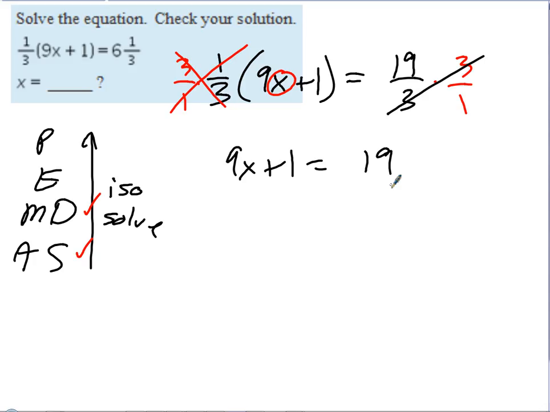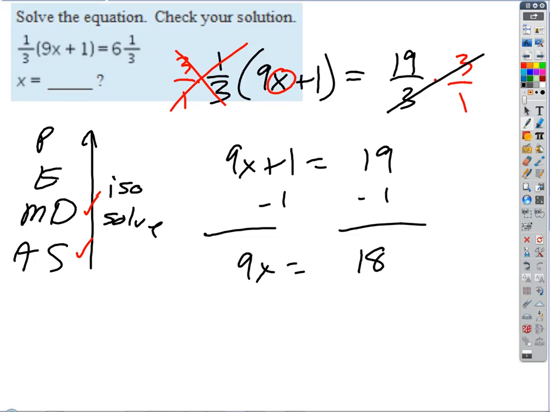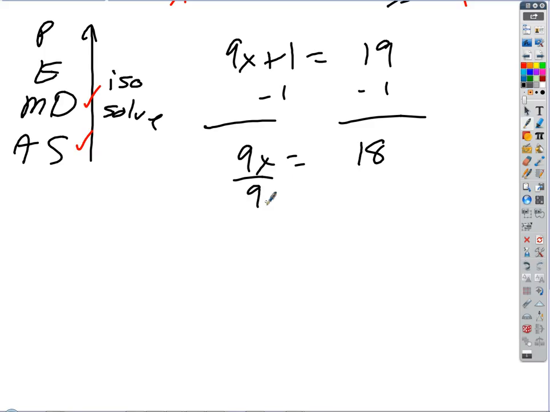And now we're inside the parentheses, so how do I know what order to go in? Start over, right? Inside the parentheses, I use PEMDAS. So what's the first thing I do? Subtract 1. 9x equals, then x equals.